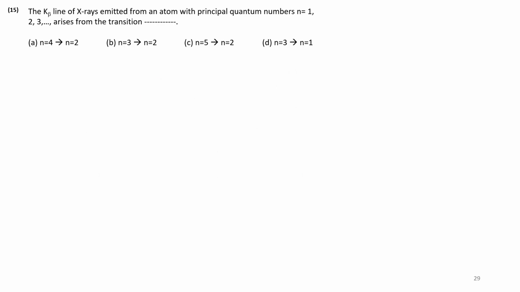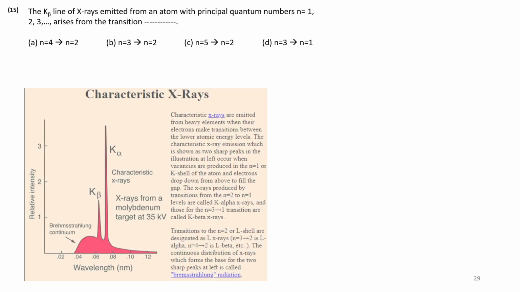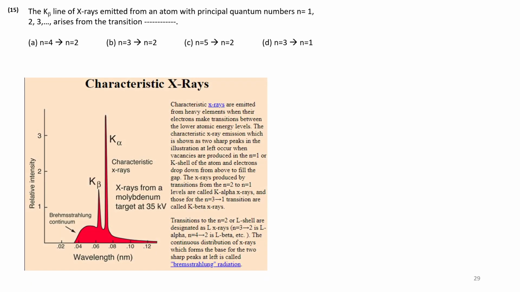Now let's go to the other problem. The K beta line of X-ray emitted from an atom with principal quantum number n equal to 1, 2, 3, etc. arises from the transition. So it's like pure theory. If you can read it, the characteristic of X-ray, actually what it is.